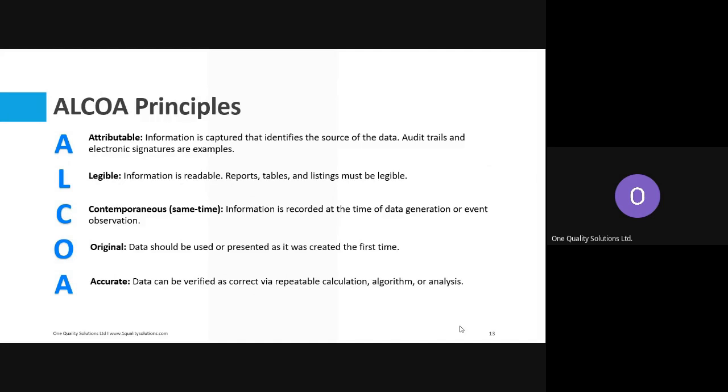So here are the ALCOA principles. A stands for attributable. It means who generated the data or from where the data is generated. After any data entry, you sign in a document. So your signature is an example of attributable, or the audit trail in the system can be an example of attributable.